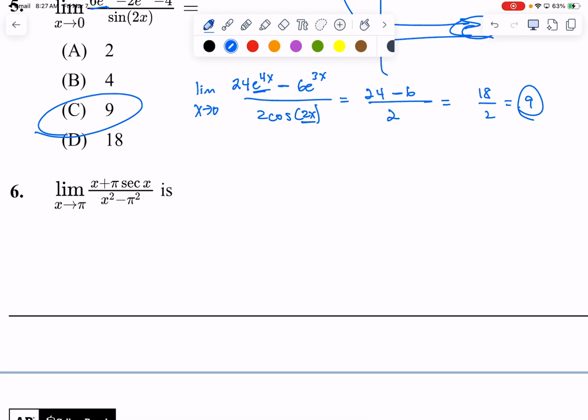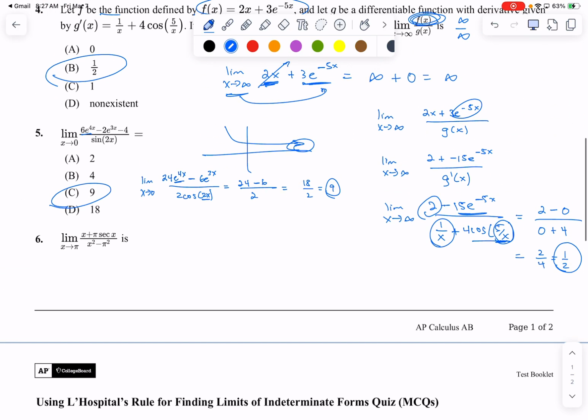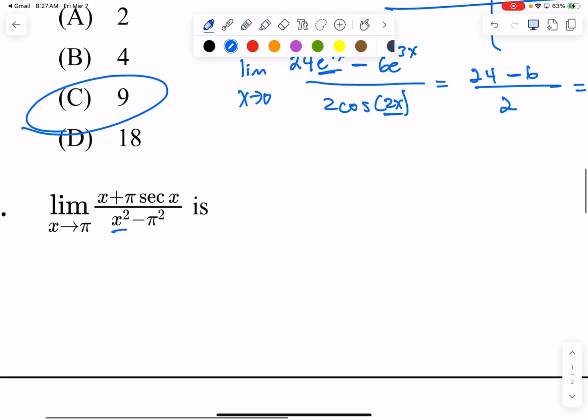Can we assume it's 0 over 0 again? Or do you need me to check it? Oh, let's check it. All right, let's plug in pi. Pi squared minus pi squared is going to be 0, so we definitely get a 0 on bottom. What's secant of pi? Well, secant is really 1 over cosine, so it's 1 over cosine of pi. What's cosine of pi? -1, so it'd be -1. All right, so that's going to give you -1 times pi, and then if you plug in pi here, are you going to end up with pi minus pi? So it is 0 over 0.